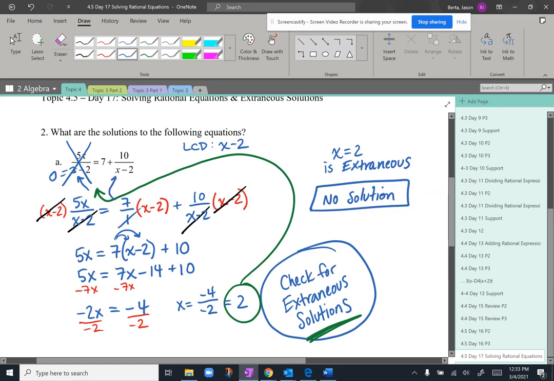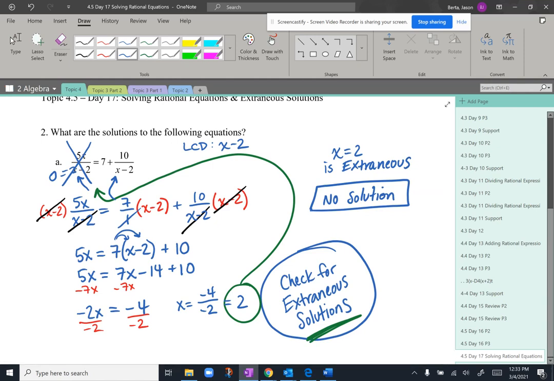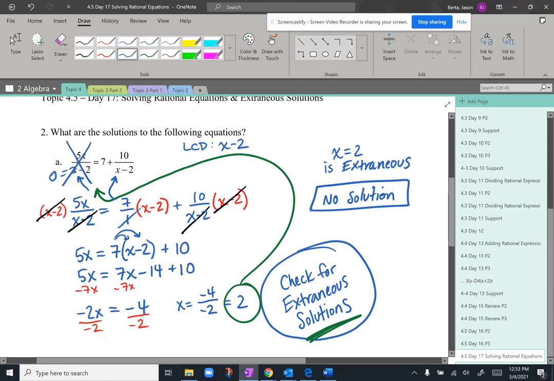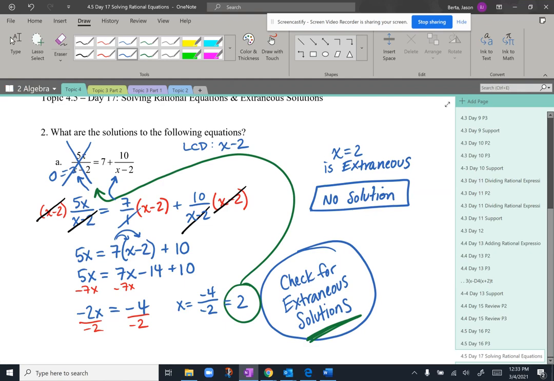I could have plugged the x in for this term as well, and we would have gotten the same result. Again, the answer to question 2a is that there is no solution. The only value of x that we found that could have solved this turned out to be an extraneous solution. Therefore, there's no solution to this problem.